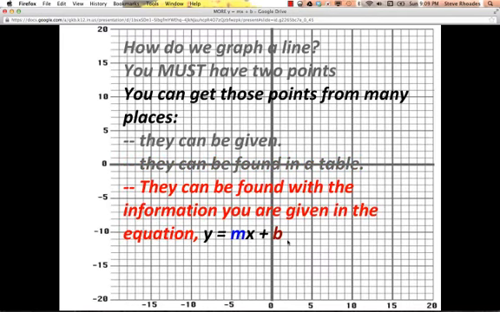The third way that we can find 2 points in order to graph a line is if you're given the equation of a line, y equals mx plus b. This is a linear equation, and we've talked about this before. The m represents the slope and the b represents the y-intercept. And if we are given an equation of a line in the form of y equals mx plus b, like we have here, we can graph a line with just that information.